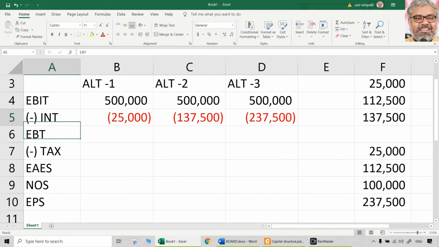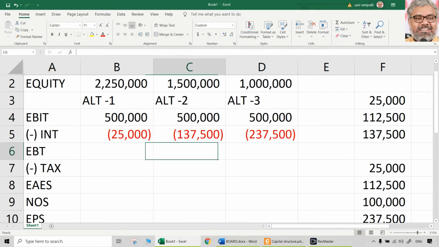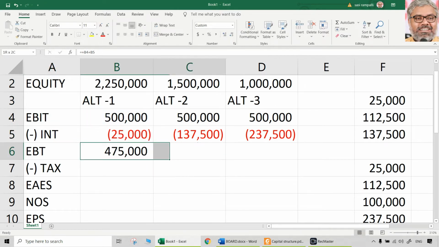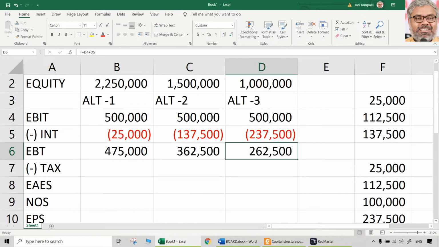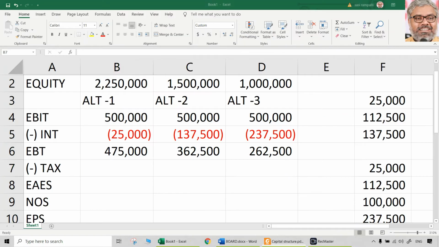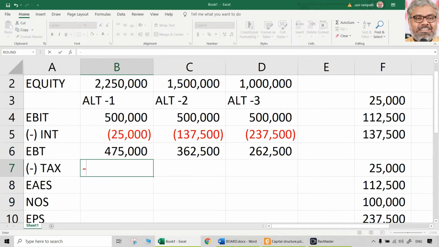So we have EBIT and interest. Then we get EBT straight away. EBIT minus interest. 4,75,000, 3,62,500, 2,62,500. Then tax. What is the tax rate? Tax rate is given as 50%.